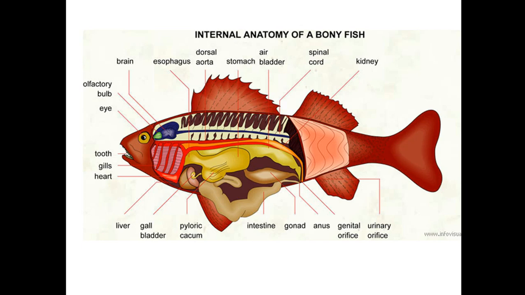If the fish is a carnivorous fish, the intestine is straight, short and wide. But in herbivores and omnivores, the intestine is long, coiled and narrow. Just by seeing the gut, you can decide whether the fish is a herbivore, an omnivore or a carnivore.